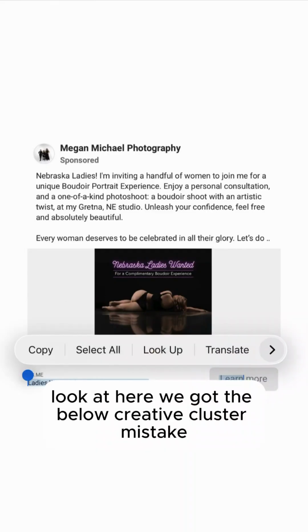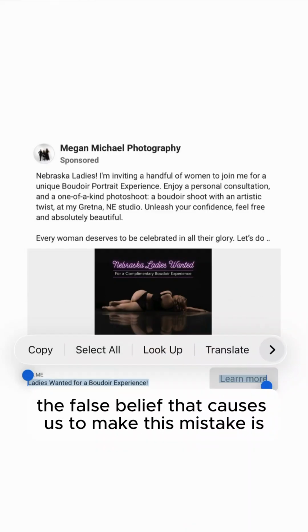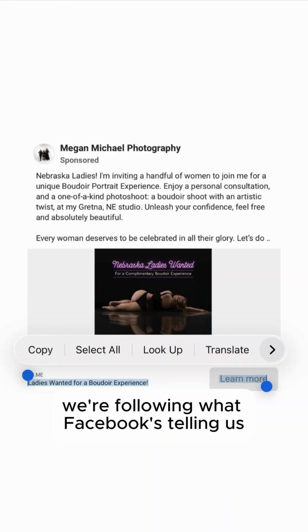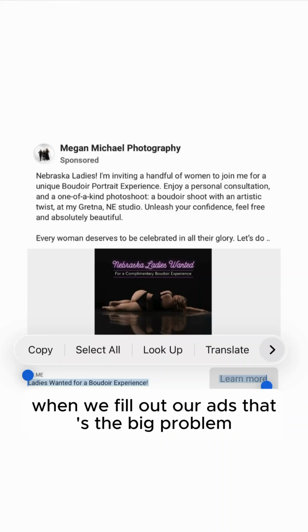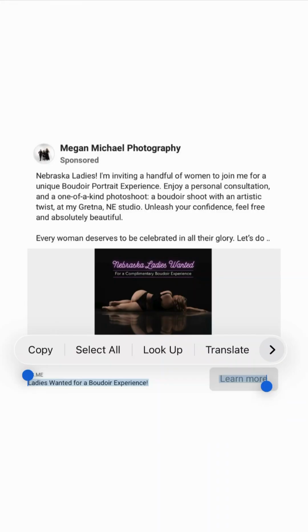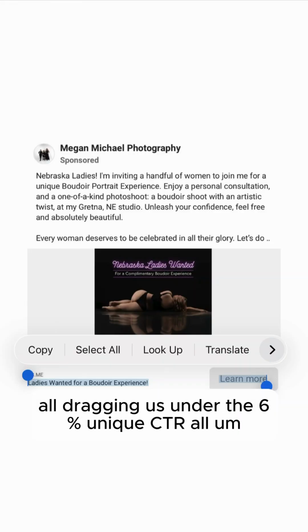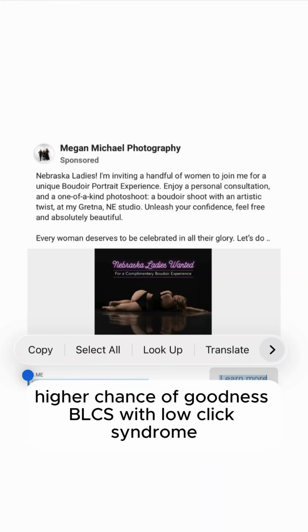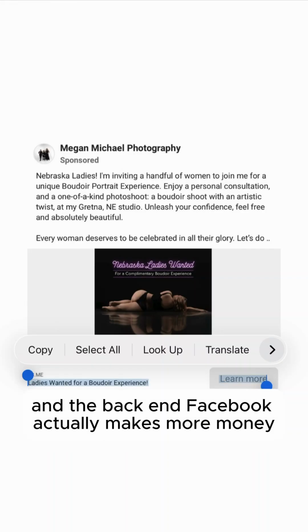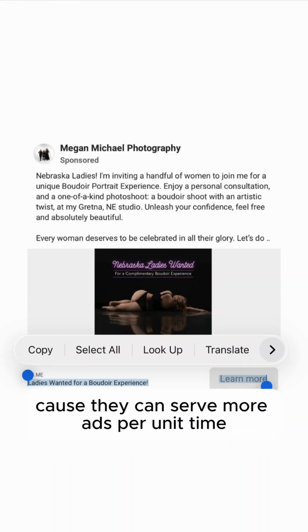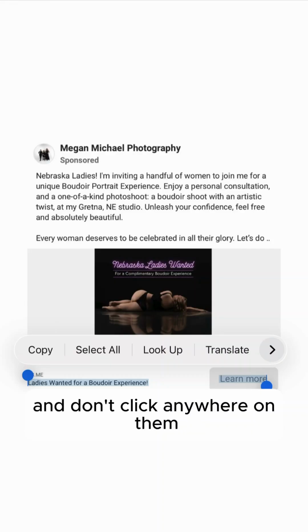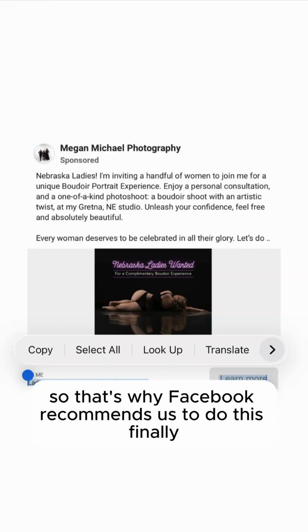All right, so look at here, we got the below creative cluster mistake. The false belief that caused us to make this mistake is we're following what Facebook's telling us when we fill out our ads. That's the big problem. The consequence of this is more women scrolling by our ads than necessary, lowering unique CTR, dragging us under the 6% unique CTR, higher chance of giving us BLCS, Boudoir Low Click Syndrome. And on the back end, Facebook actually makes more money because they can serve more ads per unit time, the more women that scroll by our ads and don't click anywhere on them. So that's why Facebook recommends us to do this.